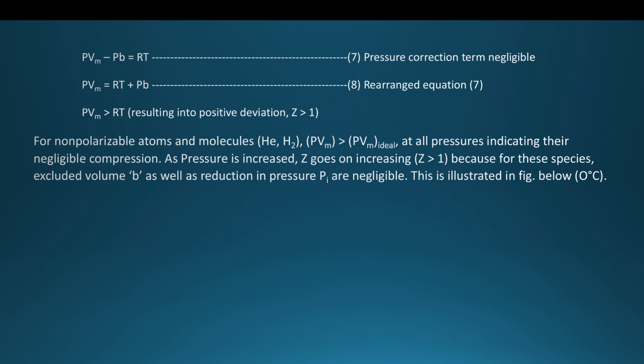For non-polarizable atoms and molecules like helium and hydrogen, PV molar is greater than PV ideal at all pressures, indicating their negligible compression. As pressure is increased, it goes on increasing for them, because for these species, helium and hydrogen, the excluded volume B as well as the reduction in pressure Pi are negligible. This is illustrated in the figure below at 0 degrees Celsius.